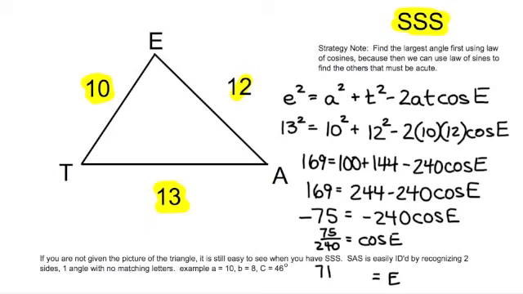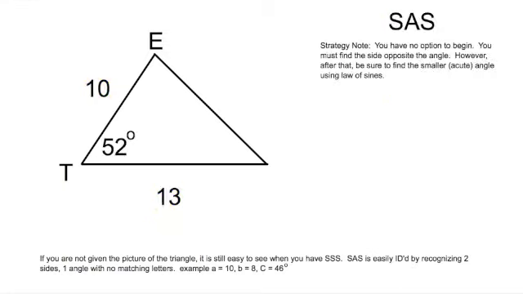Okay, here we go. 71.8 degrees. There we go. 71.8 degrees is angle E. Now you can use the law of sines to find another angle and then take those two, add them together and subtract from 180. You got the whole triangle.